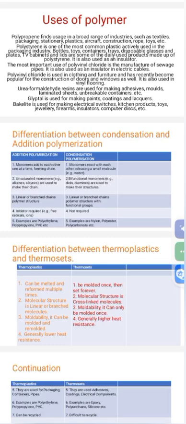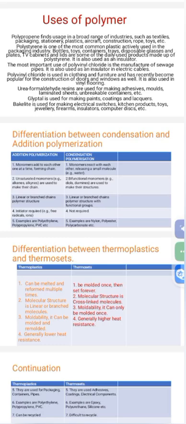The next one is linear or branched chain polymer structure. Addition polymerization or chain polymerization has a linear structure. Condensation also has a linear or branched chain polymer structure, with functional groups. So that is the difference there. Then an initiator is required for addition polymerization. An initiator is not required in condensation polymerization.